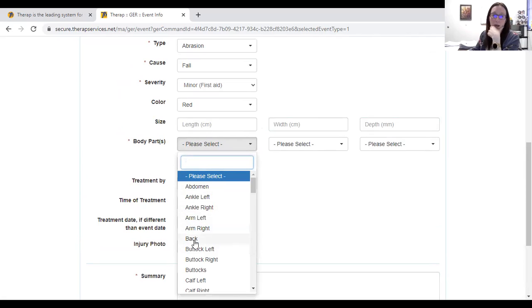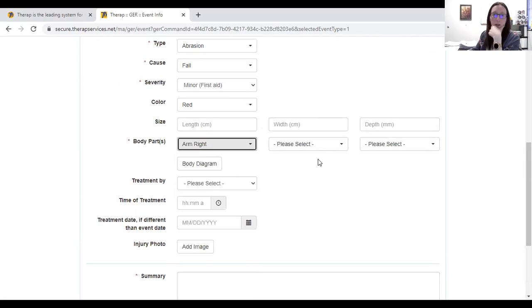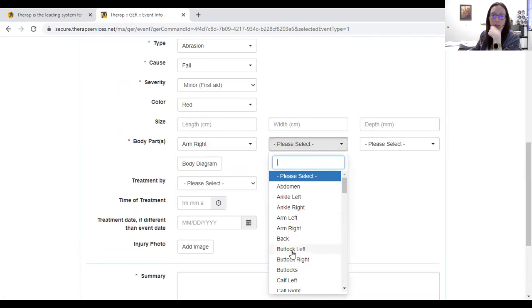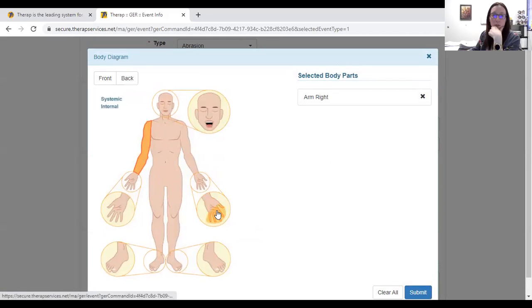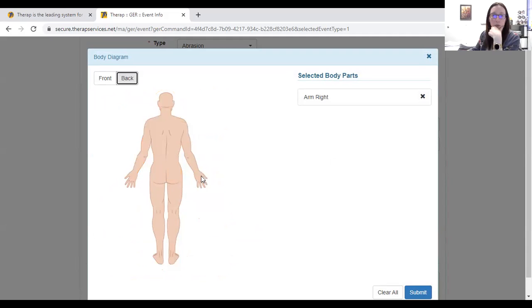So obviously we've got right arm abrasion, and let's go back to the body diagram and get more specific. So we've got bruise on his bottom.